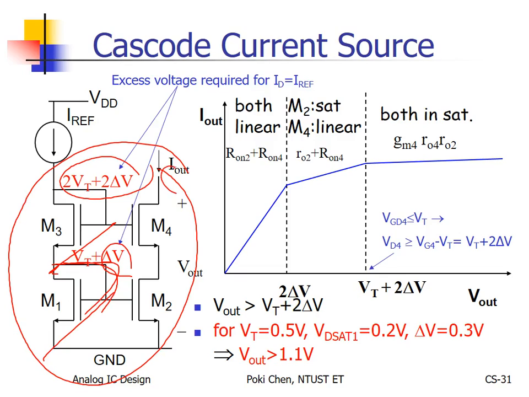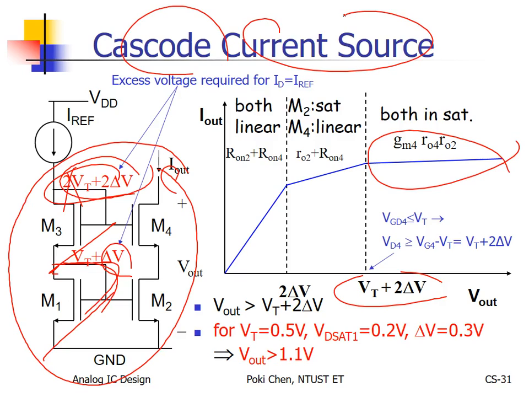And then, how about the output voltage? What is the minimum output voltage? I told you, the drain to the gate can be at the most 1 VT lower, not much lower than that. So the minimum operational voltage for your Vout is how much? This minus 1 VT. Congratulations, 1 VT 2 delta V. This is what I promised your cascode current source can operate.